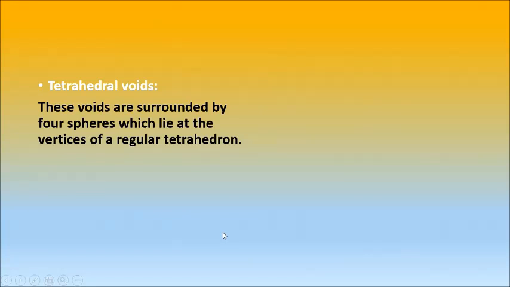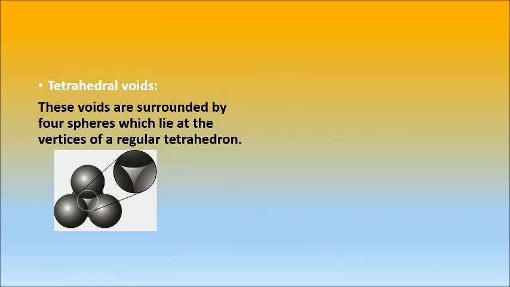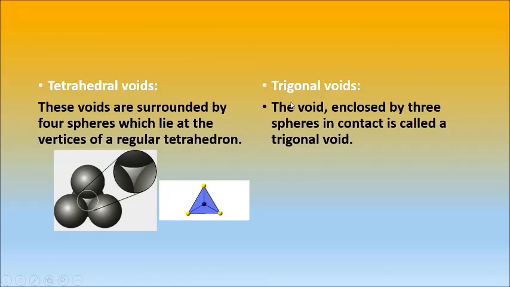The next one is the tetrahedral void. These voids are surrounded by four spheres which lie at the vertices of a regular tetrahedron. So in the diagram, when we are explaining the void, three spheres will be there attached to each other. The fourth will be in the depression, but the other side will be open. So you will get the tetrahedral void. It's not having any gap there. If the fourth sphere is not there, then we can name it as a trigonal void. This is how the explanation is there for the trigonal void.